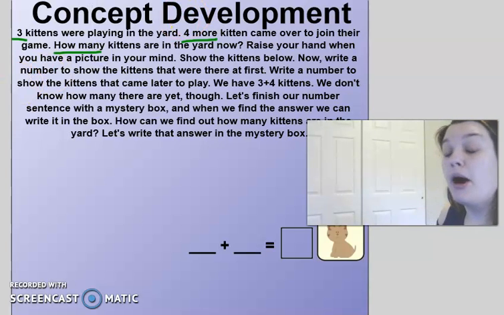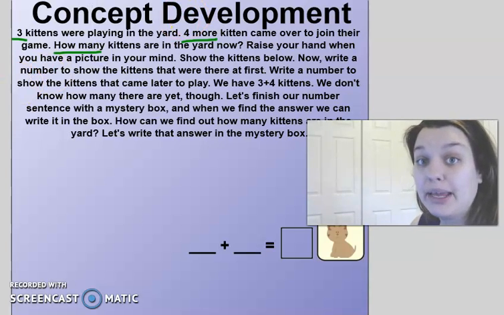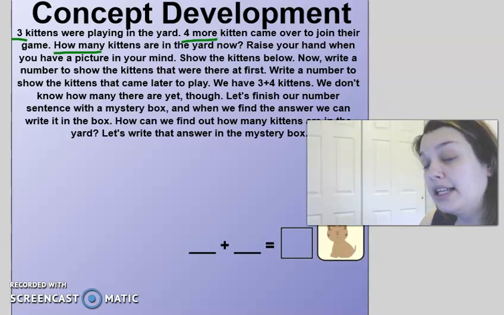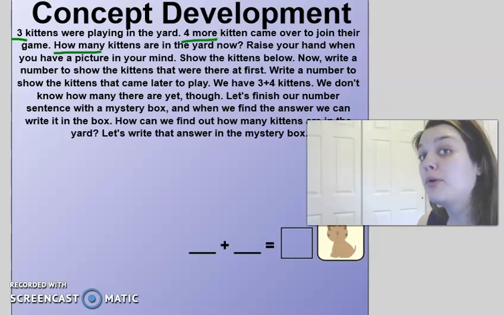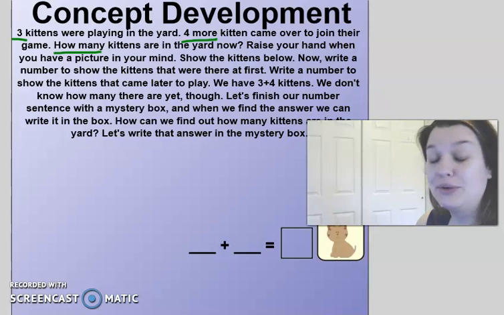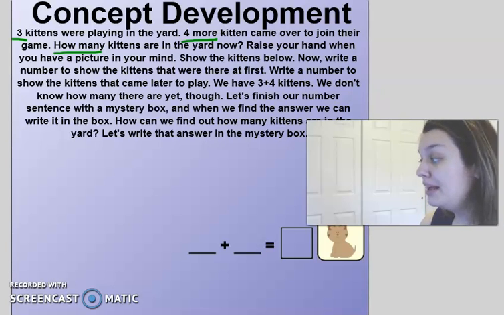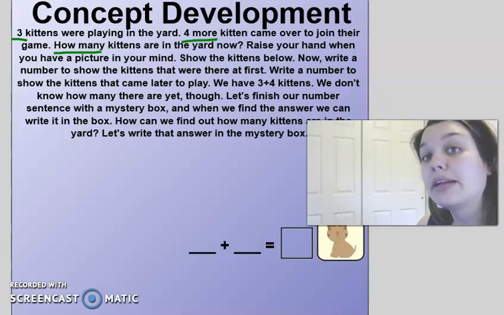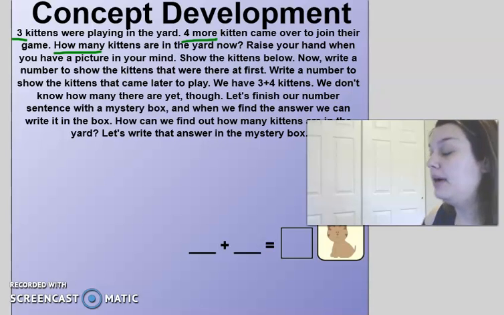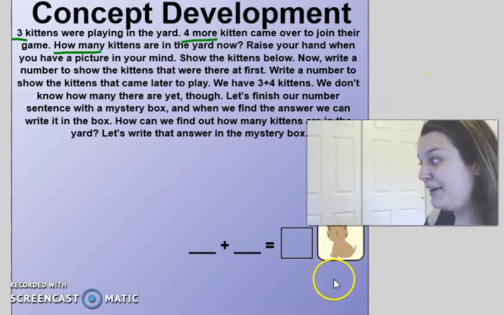Now I want you to pause me and I want you to draw a picture of 3 kittens playing in the yard and then 4 more coming to play. Okay? Remember, you can use anything you have in your house to show this. You can use pencil and paper. However you want to show me 3 and 4 more. Go ahead. All right, great job.